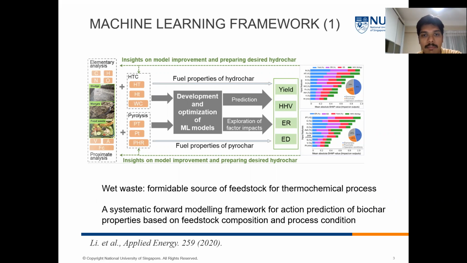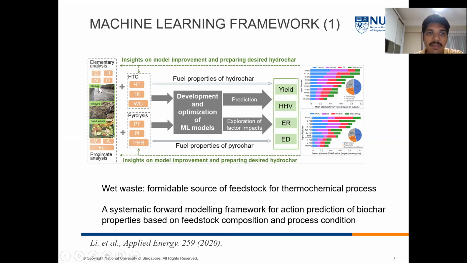And the main motivation in our research is to identify how the feedstock and the thermochemical process parameters affect the production of these chars, which can then eventually be used for producing energy. So this is a framework that we developed and worked. And in fact, we also published this paper earlier this year. So this is our machine learning framework.